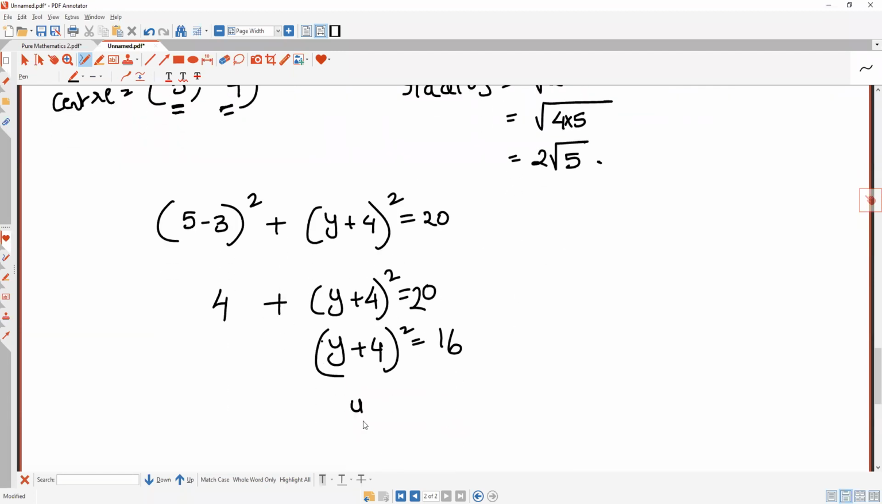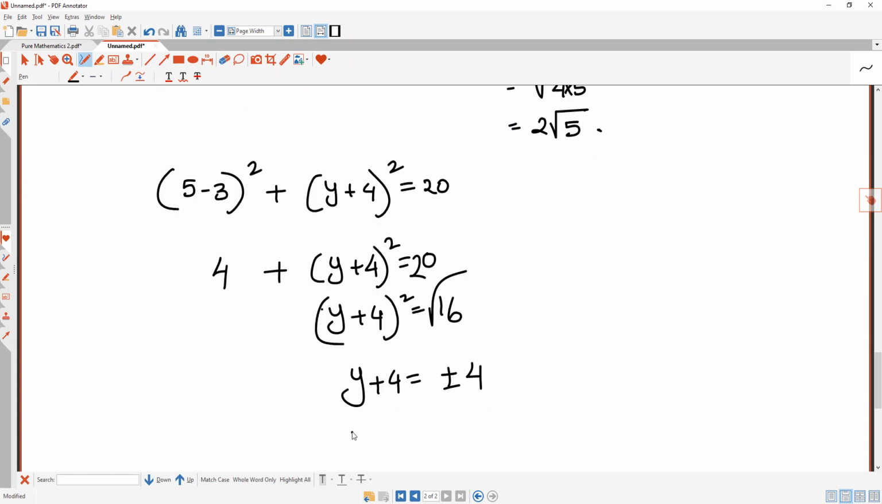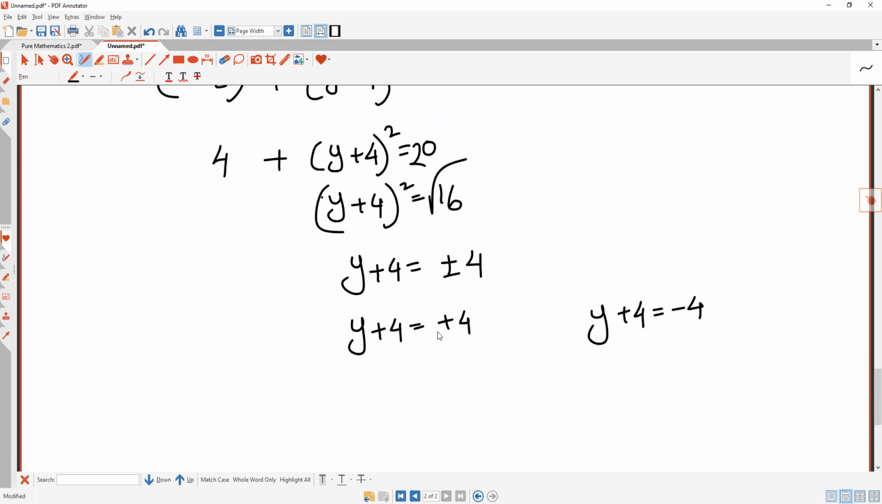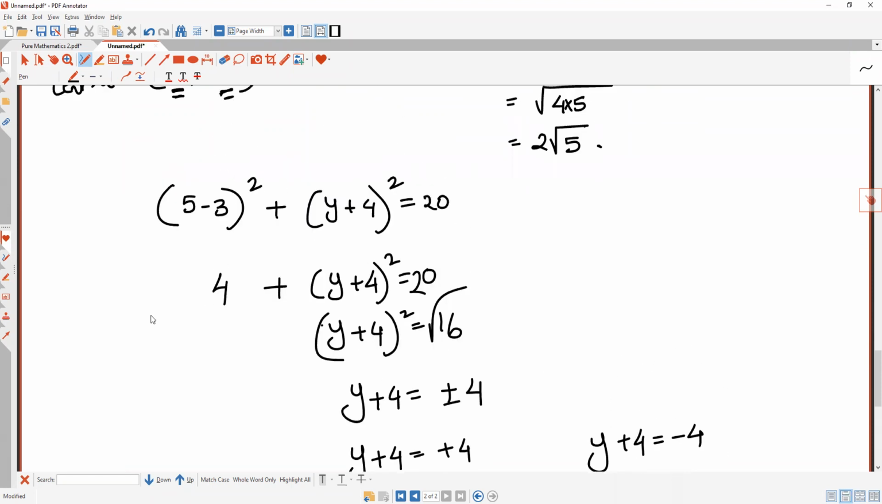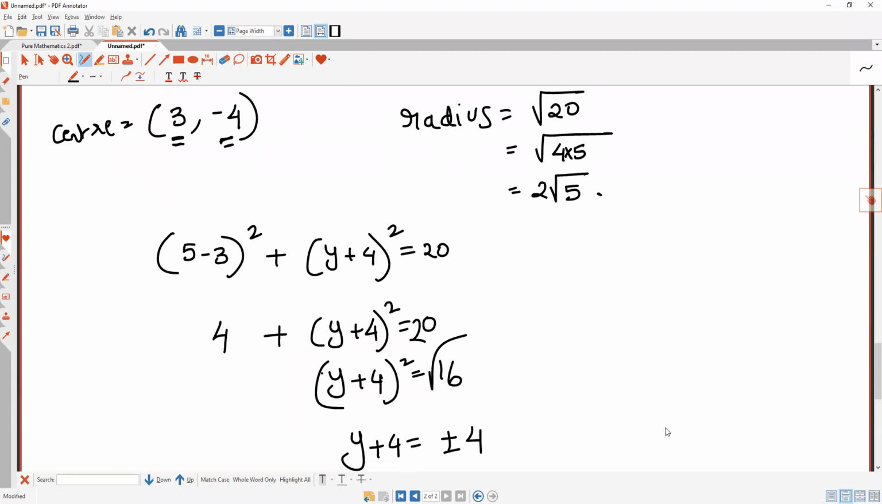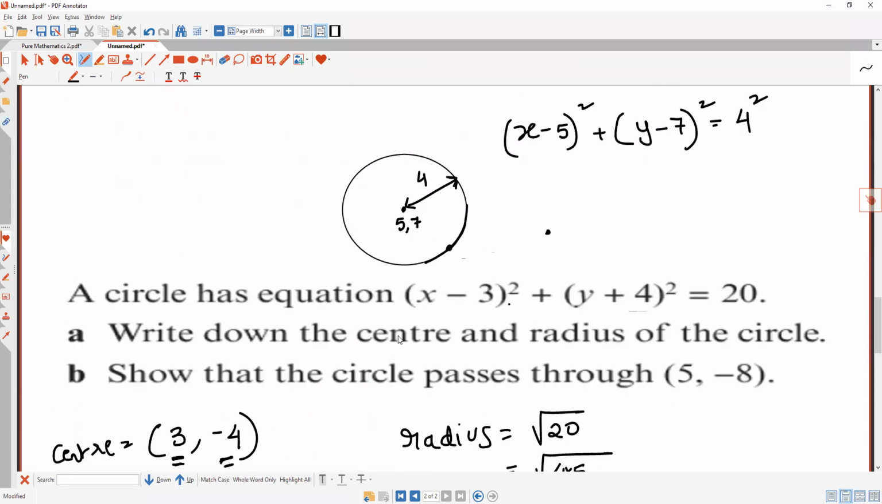Now what is root of 16? Root of 16 is plus minus 4. So y plus 4 is equal to plus 4, and y plus 4 is equal to minus 4, because root of 16 is plus minus 4. So y is equal to 0. Another one is y is equal to minus 8. Can you see? When I put x value 5, my answer minus 8 comes. So perfect.